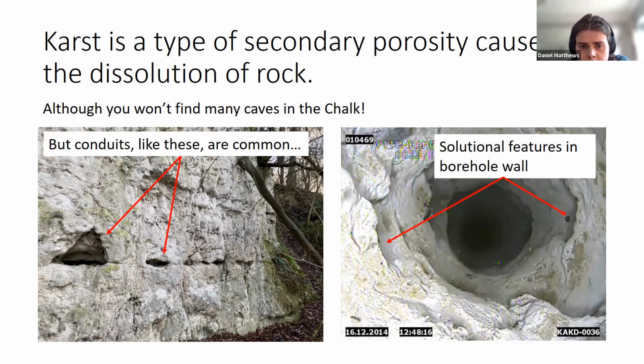And then on the right-hand side, we can see some solutional features in a borehole wall. So this is a down borehole photograph. And these are probably related to a different kind of karst feature called a fissure. And fissures are basically fractures that have been enlarged by solutional processes. And these have more of a planar profile than conduits. And these are thought to be pretty ubiquitous in the chalk. Okay, and we'll have a look at their role in the function of the aquifer now.